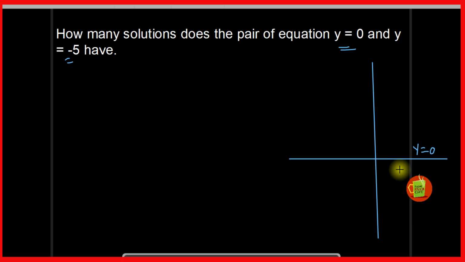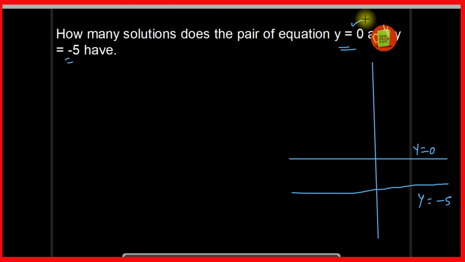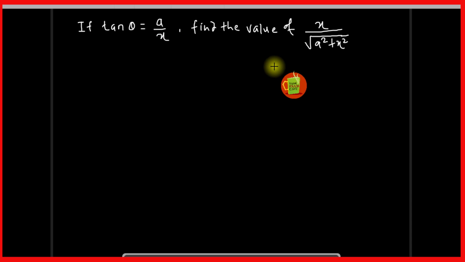Correct? And therefore, suppose this will be the other line, y is equal to -5. Then these two lines will be parallel lines, and since y is equal to 0 and y is equal to -5 are parallel lines, that pair of equations will have no solution. Therefore these two equations will have no solution. Move to the next question.